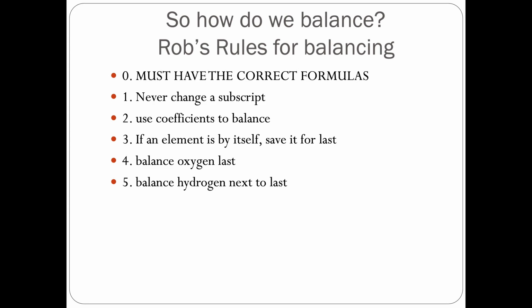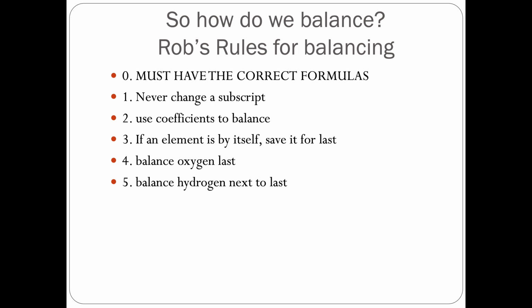All right, so these are Rob's rules for balancing. Rule 0, and I have a rule 0 because it is so important, and you might be wondering, well, how important is it? It's so important that you have to do it before you start. So you have to have the correct formula. So that's the nomenclature piece. Once you do that, you never, ever change a subscript. If you change a subscript, the gods of chemistry will become angry, the skies will darken, and a bolt of lightning will hit you. I've seen it happen. It's not pretty. So you don't change a subscript because it'll change the substance. So if it was CO2, you can't make it CO3 because CO2 and CO3 are not the same thing. So we use coefficients to balance.